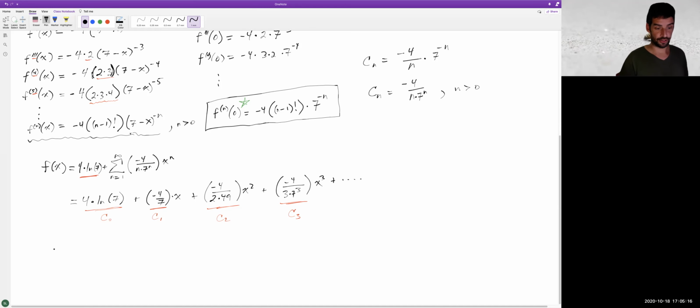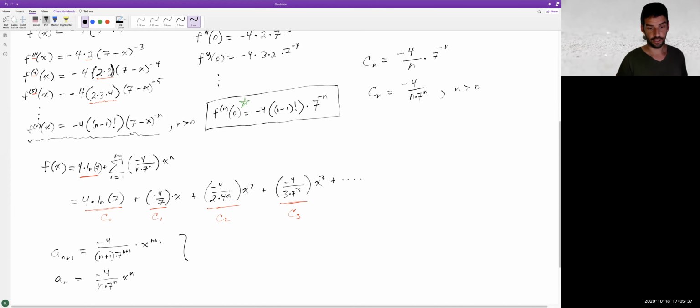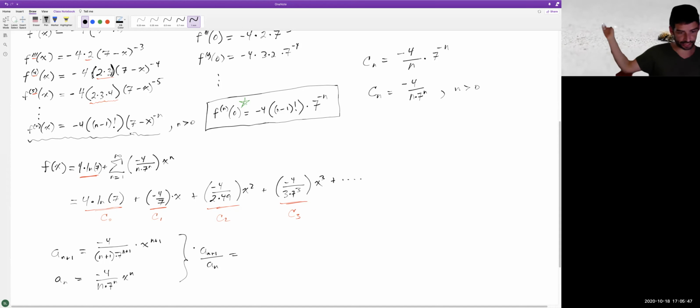So let's use this. The n plus 1 term is going to look like negative 4 over n plus 1 times 7 to the n plus 1 times x to the n plus 1. The nth term is going to be negative 4 over n times 7 to the n, x to the n. Okay? When we take the quotient of these, so what's going to happen? Well, when we divide something with a negative 4 in the numerator and the denominator, those negative 4s are going to go away right away. That's easy to see.